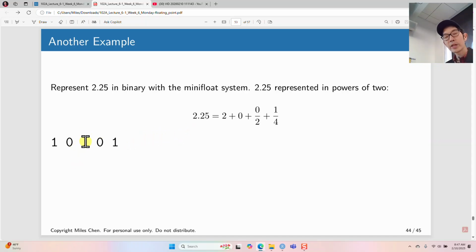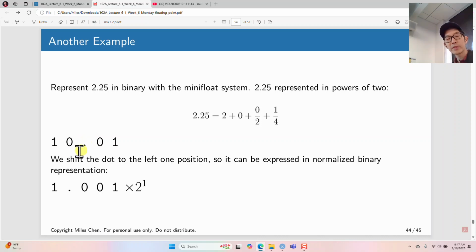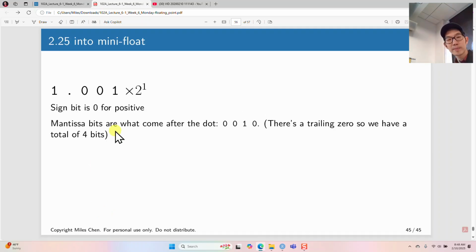And then we have to convert this into scientific binary. So we shift everything over. We shift the binary point over to the left. And so now I'm going to get 1.001 times 2 to the 1. Okay, and so the mantissa, I'm going to store 001 into my mantissa as 0010. Okay, so the mantissa will be just this part, 0010.